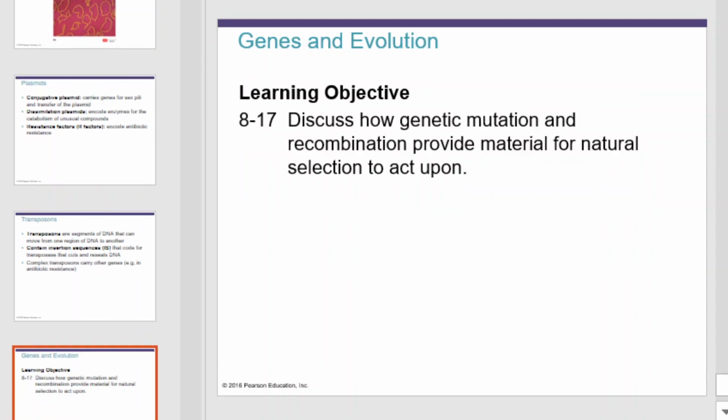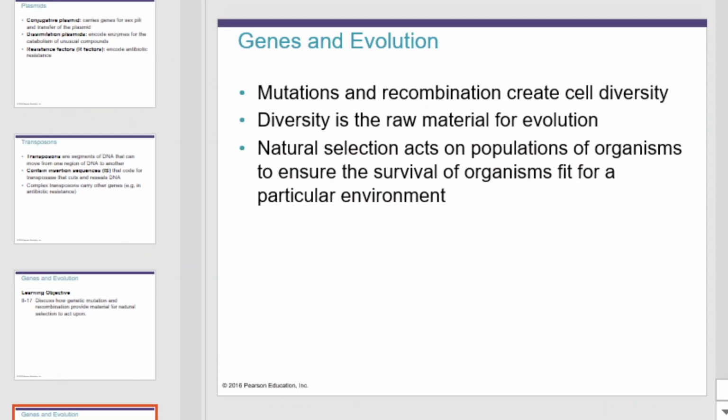Genes and evolution. Mutations and recombination can create cell diversity. Diversity is the raw material for evolution, and natural selection acts on populations of organisms to ensure the survival of organisms fit for a particular environment. This concludes our coverage of microbial genetics.